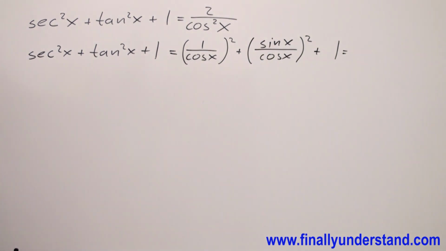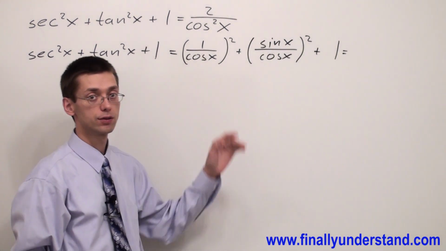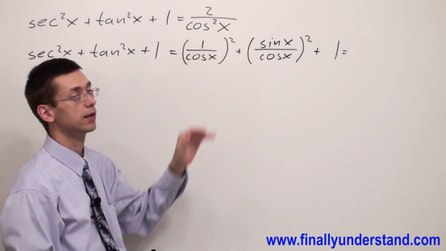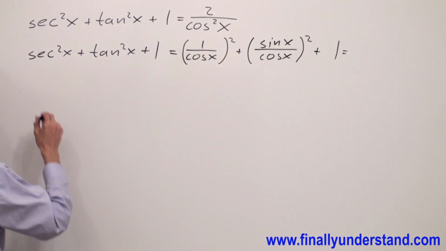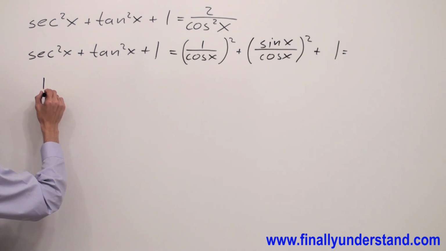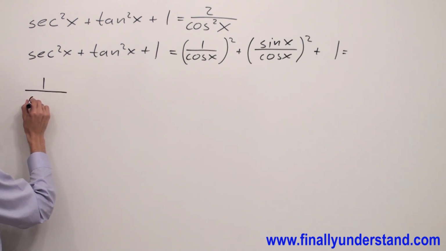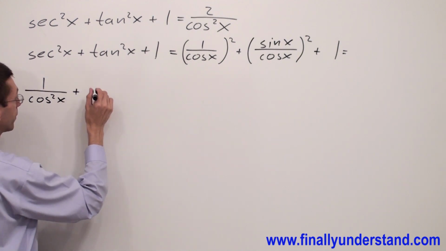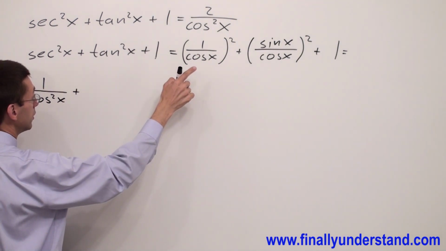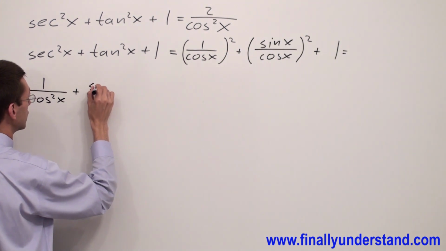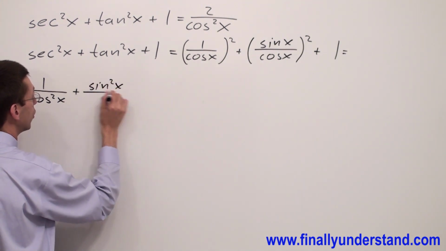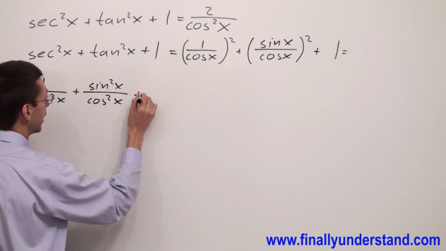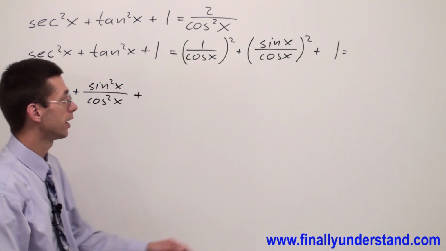Next, I'm supposed to use the properties of exponents and simply raise numerator to the second power and denominator to the second power. We have 1 to the second power is just 1 over cosine square x plus sine x to the second power is sine square x over cosine square x plus, and I have 1.